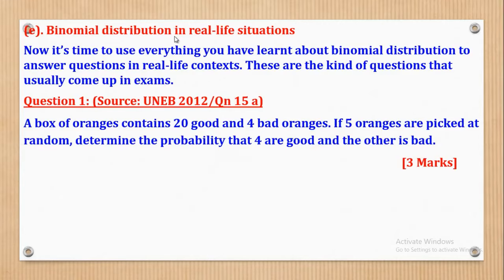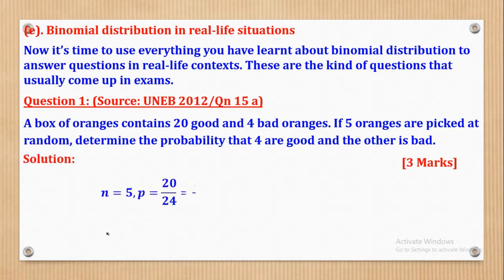So now we shall go to the next part, which is binomial distribution in real life. In this part we shall go through a number of questions which have been set in the past papers of UNEB. We shall start with question 1, which came from UNEB 2012 paper 2 question 15a, and it says a box of oranges contains 20 good and 4 bad oranges. If 5 oranges are picked at random, determine the probability that 4 are good and the other is bad.